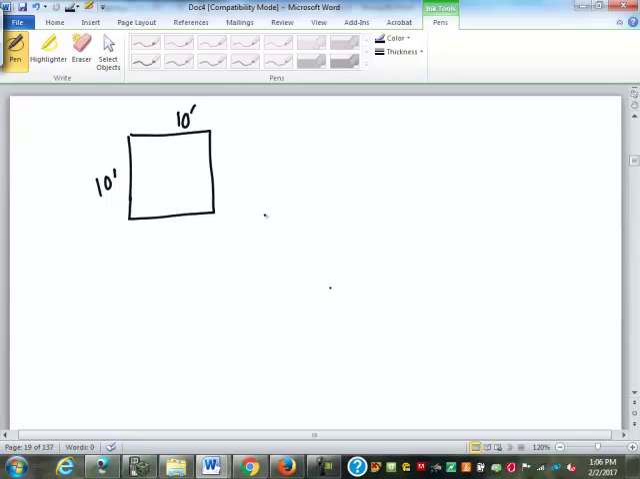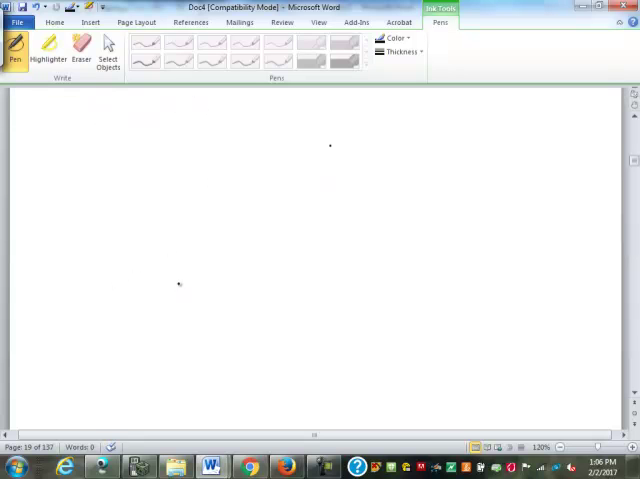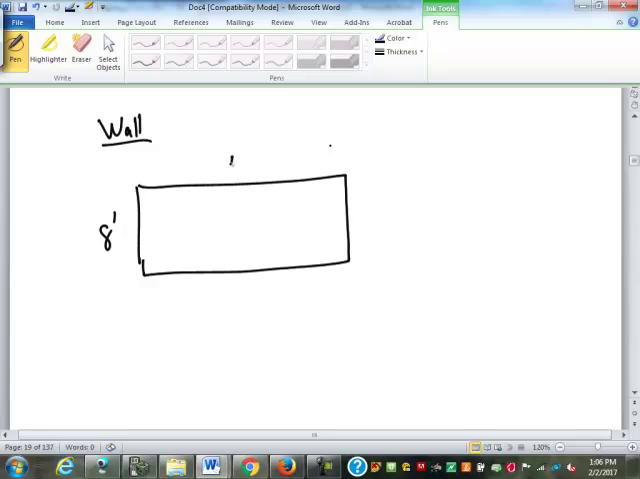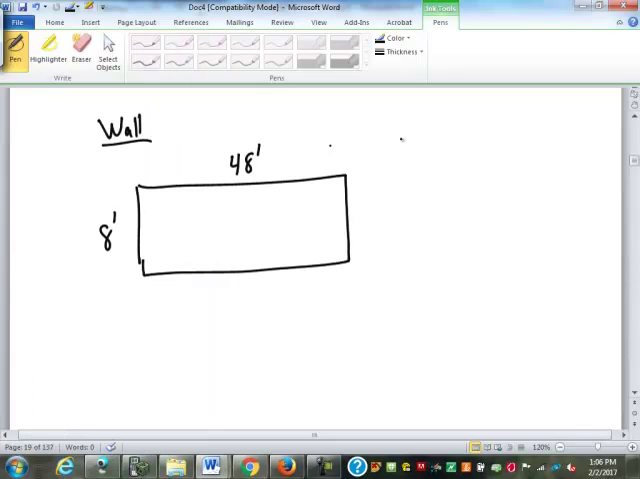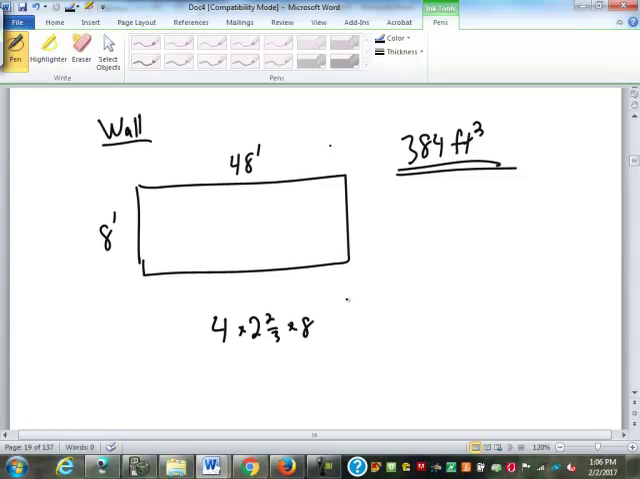So let's do this. I want to build a wall that is 8 feet high and 48 feet long. So how many square feet is that? 384 square feet. So 384 square feet of wall. I am going to use a standard 4 by 2 2/3 by 8 inch brick. That's actually the brick that are in the wall here. Those are 4 by 2 2/3 by 8 inch.